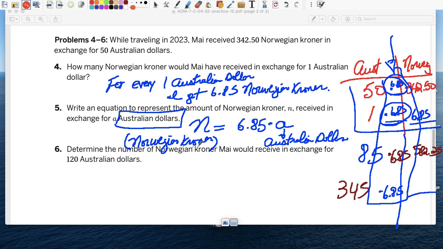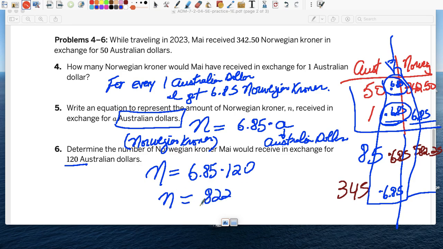So determine the number of Norwegian kroner I will receive in exchange for 120 Australian dollars. So here, Norwegian money, N, right? How much Norwegian money would you get with 120? Well, you're going to take 6.85 and multiply that by 120. 6.85 times 120, and how much Norwegian money will you get? You'll get 822 kroner. Right? So you're seeing a pattern here. All you've got to do is multiply by 6.85. So here's my formula, my relationship.